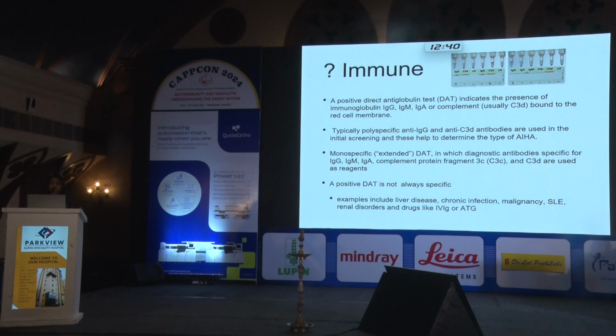So we need to know that just having a positive DAT test is not enough. There may be other reasons other than autoimmune hemolytic anemia which cause a positive Coombs test, which may include infection, liver disease, malignancies, SLE, renal disorders, and if they have received IVIG or anti-thymocyte globulin.